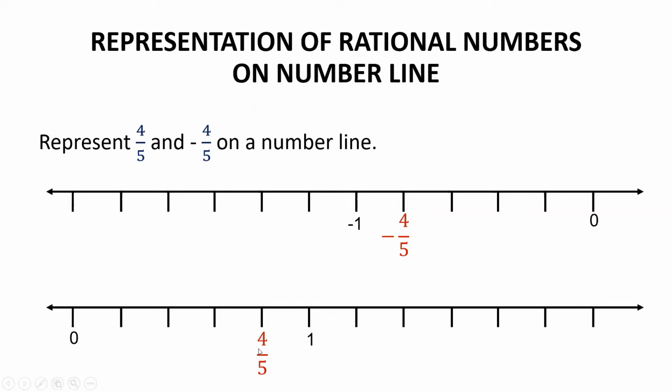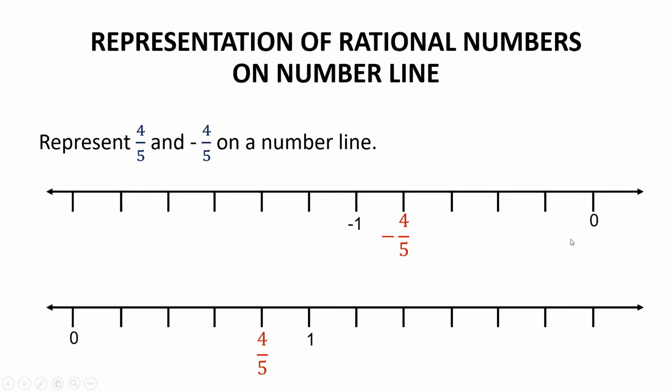Here you are given 4 upon 5 and minus 4 upon 5. First of all, see that the numerator is smaller than the denominator, so the number is a proper fraction. So obviously the number will lie between 0 and 1 if it is positive. And here it is minus 4 upon 5, so it will be between 0 and minus 1. So the first number line is representing minus 4 upon 5.